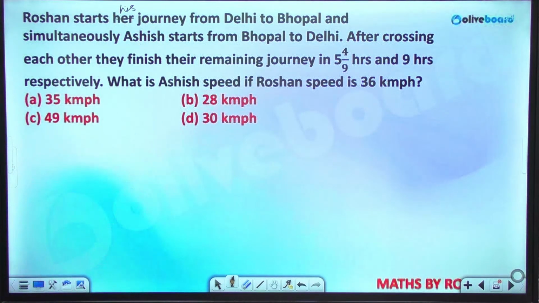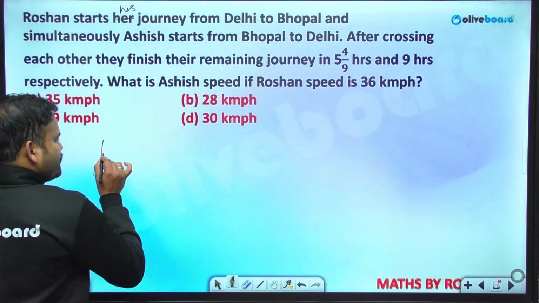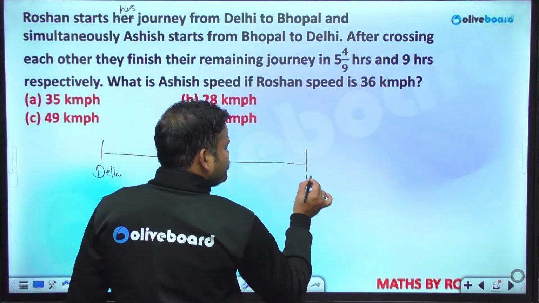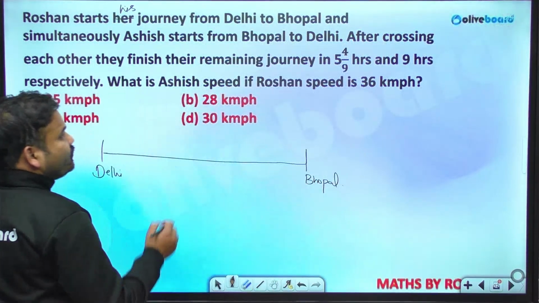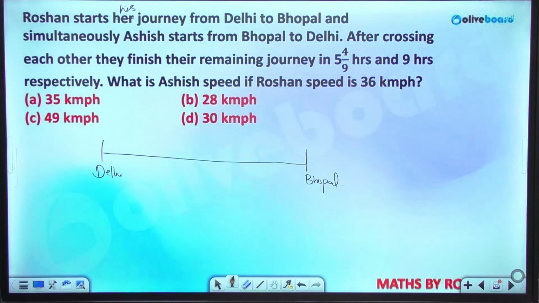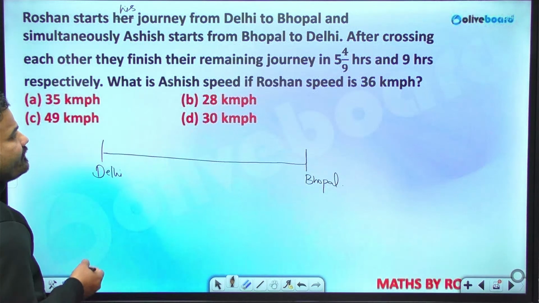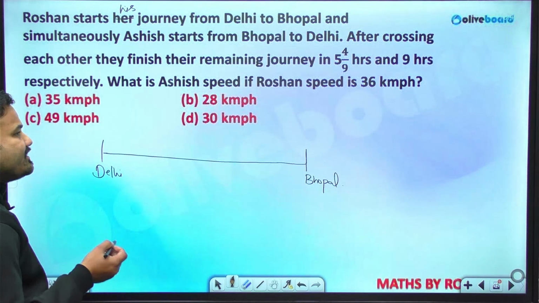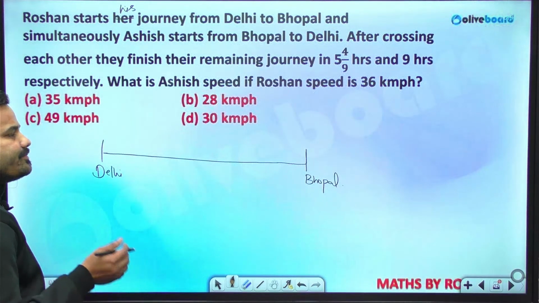Roshan starts his journey from Delhi to Bhopal. Let's say this is Delhi and this is Bhopal. Delhi to Bhopal, and simultaneously Ashish starts from Bhopal to Delhi. After crossing each other, they finish the remaining journey in this many hours and this many hours respectively. What is Ashish's speed if Roshan's speed is given?